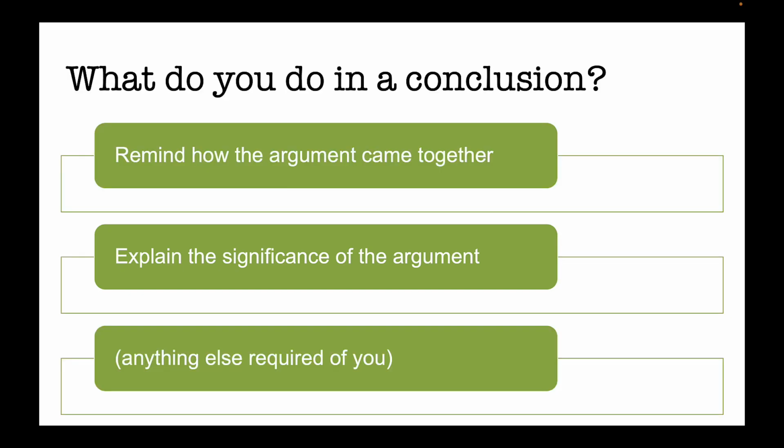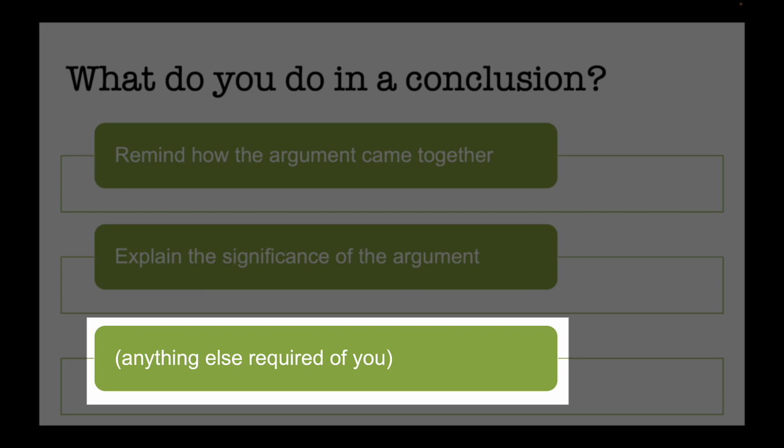And then finally, you should talk about anything else that's required of you from the assignment that you're doing, or anything else that you want to make of the analysis that you've just provided. In every paper assignment that I give, I always give a few tips on what I want in a conclusion, and they range depending on what the assignment is. So just pay attention to what it is you're trying to do and what your professors are looking for, and you'll know what else to add in your conclusion.